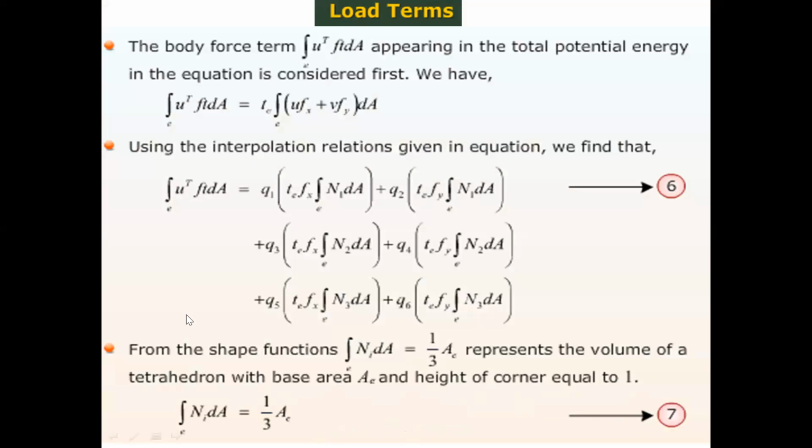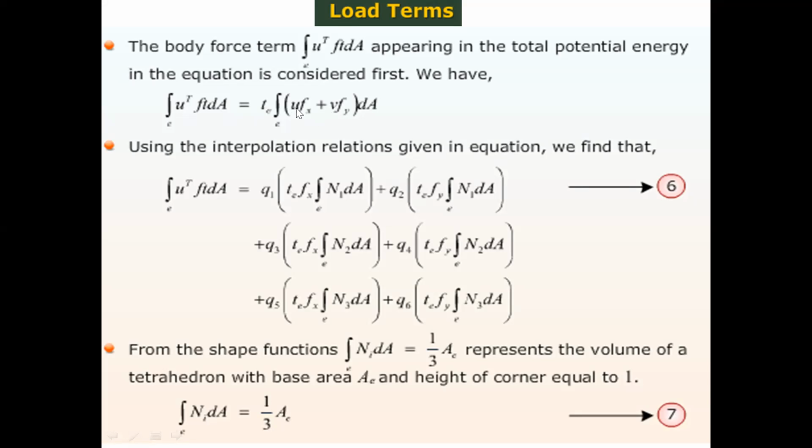In the same way, you can have the body force. So U transpose F into t dA. F has components Fx, Fy. U is U, V. So if you write U transpose, it is a row matrix U, V, and F is a column matrix Fx, Fy. If you multiply these two matrices, you get U into Fx plus V into Fy. So if you expand that, U into Fx plus V into Fy, dA.